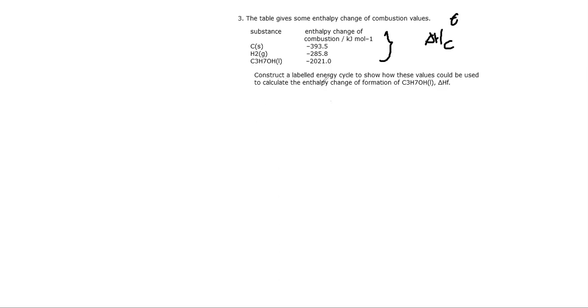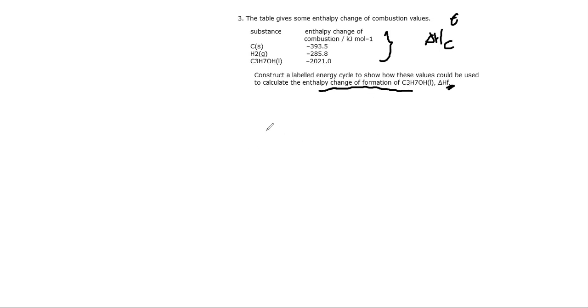So you are to construct a labeled energy cycle to show how this could be used to calculate the enthalpy change of formation. You need to translate this enthalpy change of combustion into the enthalpy change of formation of propanol. So we just write the enthalpy change of formation, because it says formation. Based on the definition, the enthalpy change of formation is the amount of energy or enthalpy change to give a product or compound from its elements.